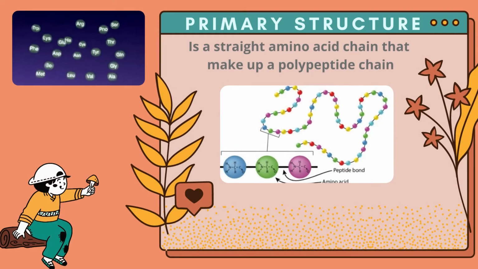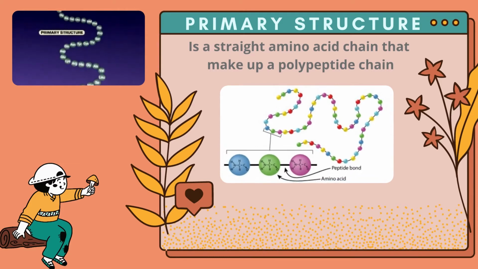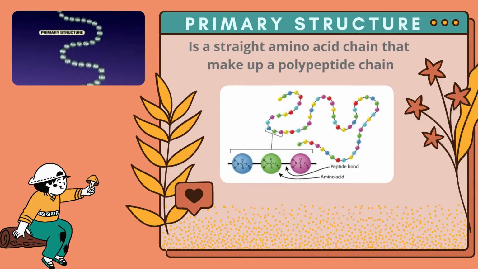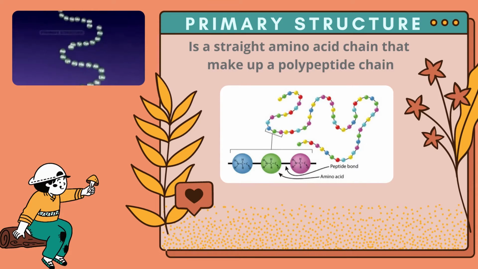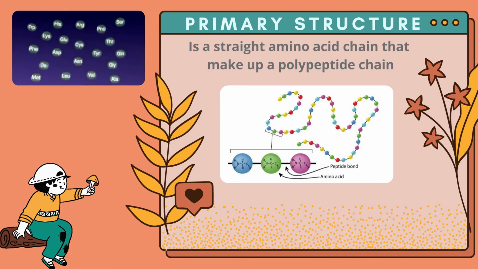The first level of protein structure is the primary structure. This is the sequence of amino acids that make up a protein. Amino acids are the monomers, which means the building blocks, of a protein. They are held together by peptide bonds. In protein synthesis, amino acids are added to form a polypeptide chain, and proteins are made of one or more of these polypeptide chains. In short, primary structure describes the unique order in which amino acids are linked together to form a protein.